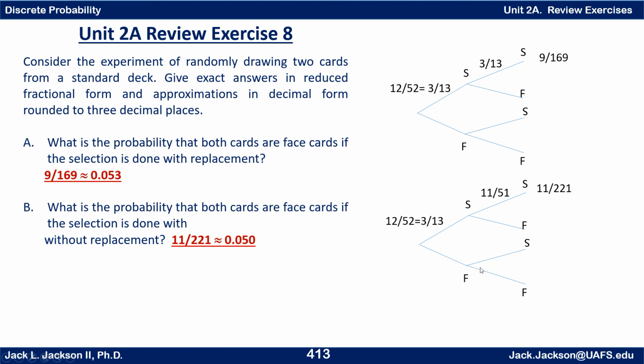Notice that if we had to find the probability of the success down here, where we had a failure the first time, we would still be dividing by 51 in this branch right here, which is the probability of success the second time given a failure the first time. The denominator would be 51, but the numerator would still be 12 because there's still 12 face cards in there if you drew a non-face card the first time.